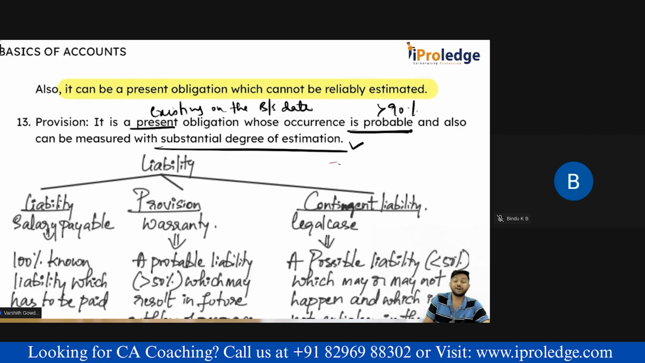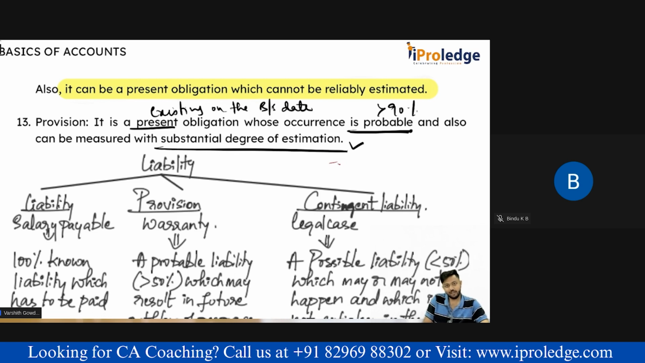Sir, provision for doubtful debts is a good example. Hey, what did I say? Provision is a liability but cannot be estimated. That's all. No? But that should be estimated. Do you think provision for doubtful debts is a liability? Think about it. What is provision for doubtful debts?